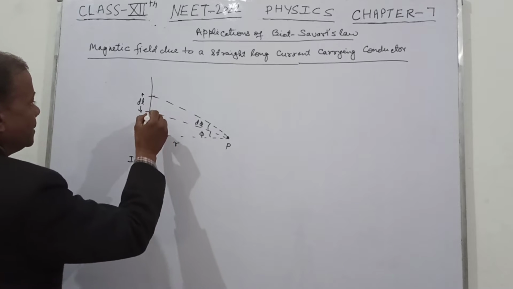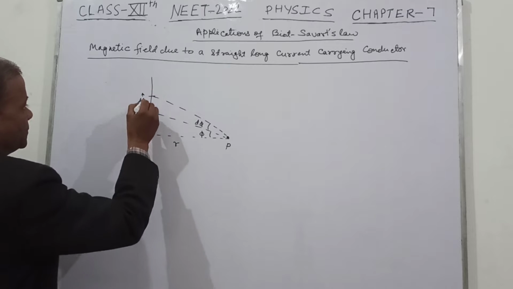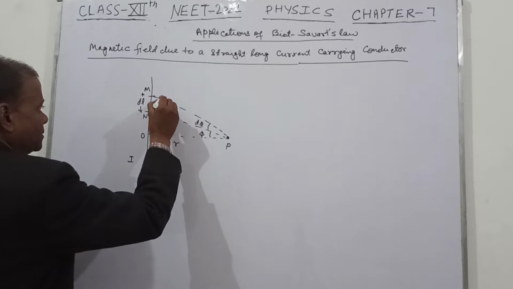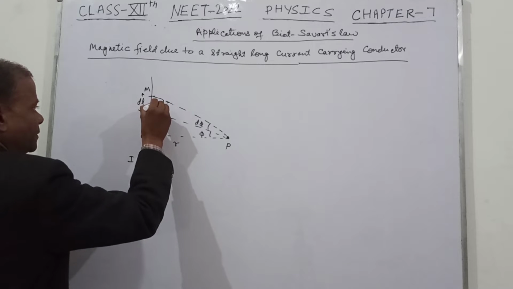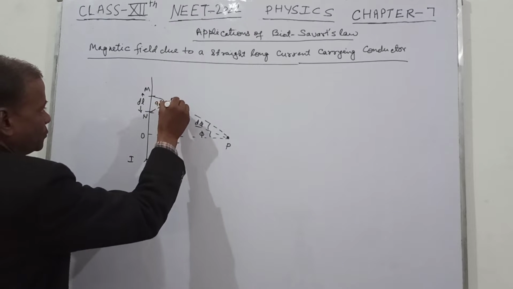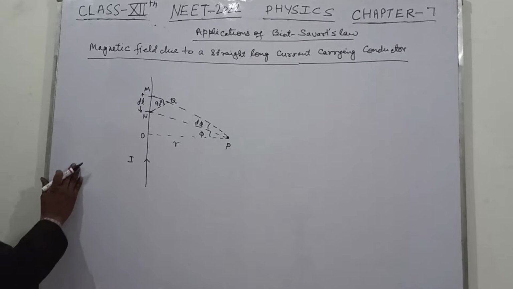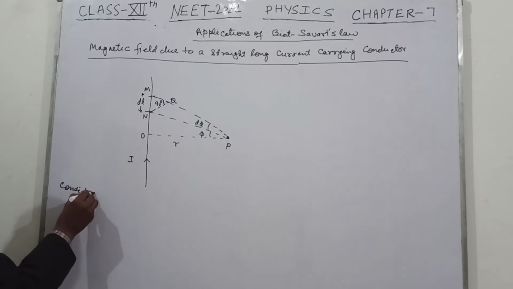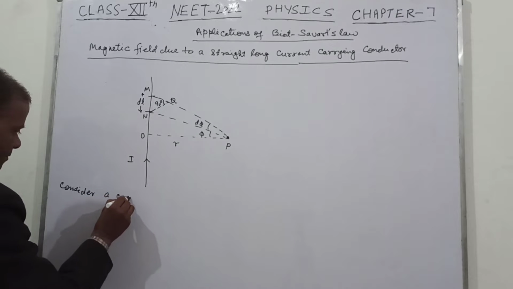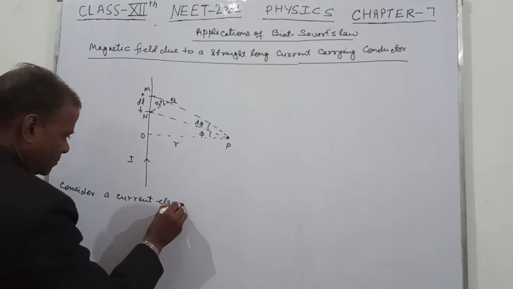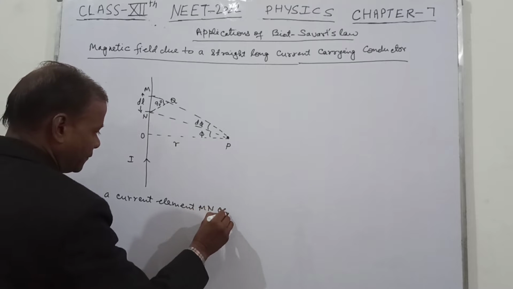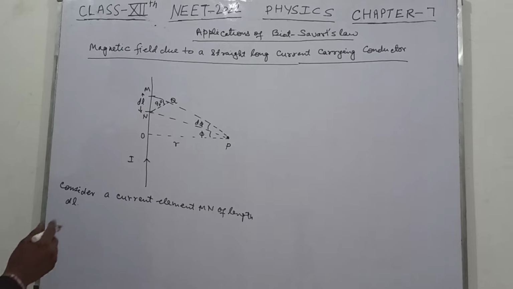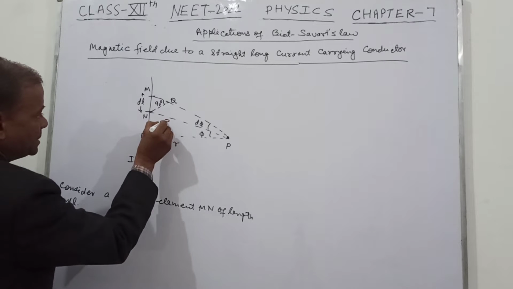So let me drop a perpendicular from this. Suppose this is point M, this is point N, and we drop the perpendicular so that it makes an angle of 90 degrees. This is suppose the point Q. So consider a current element MN of length dl.